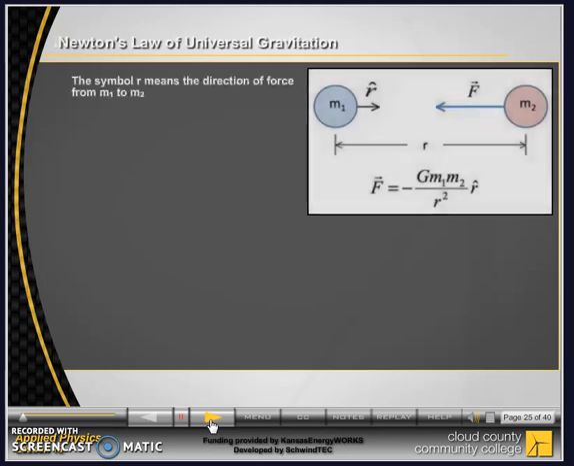In the graphic, the symbol R means the direction of the force from m sub 1 to m sub 2. It is a unit vector noting direction only.